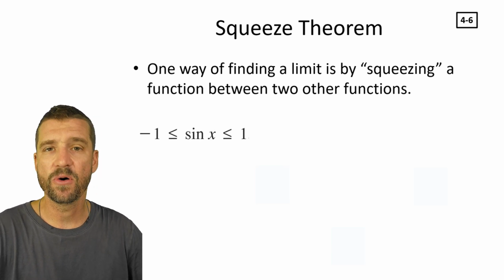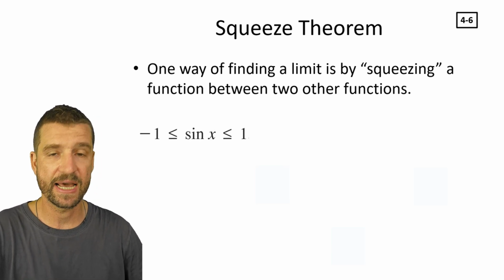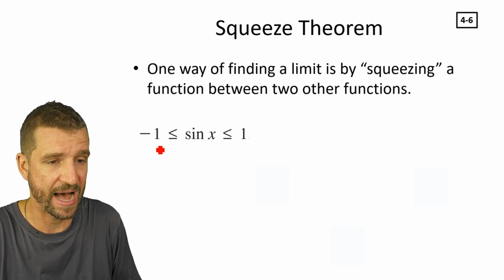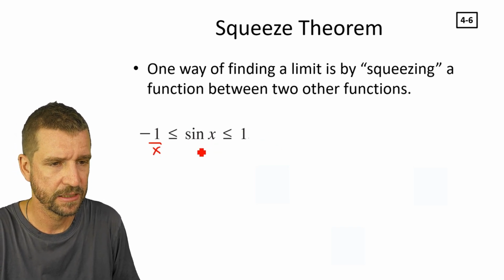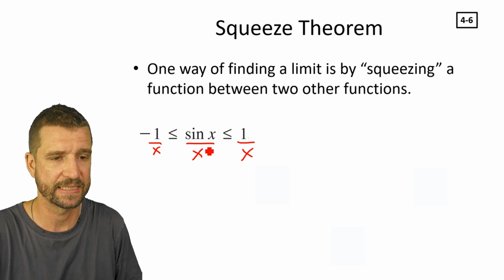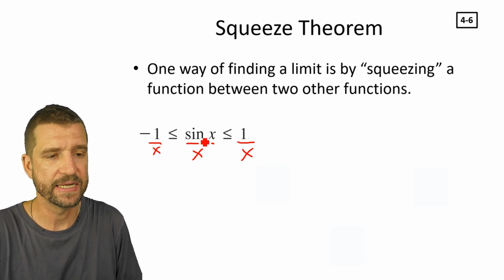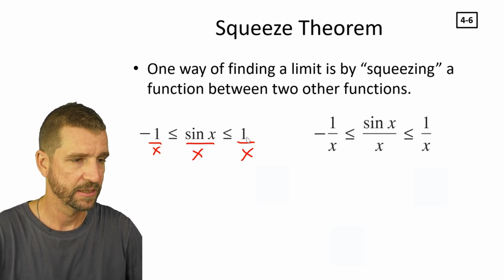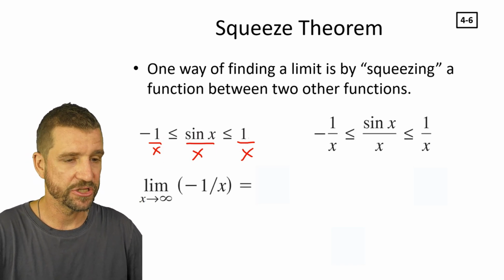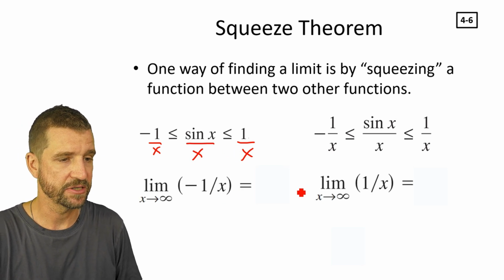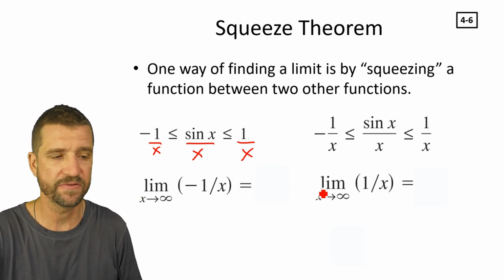First of all, we know sine of x is always between -1 and 1, right? Now what we can do is divide everything by x, right? This inequality will still hold true if we divide all of these by x. And now we've bounded sine x over x between -1 over x and 1 over x, all right? Now we're going to take the limit of both of these, okay? So go ahead and pause the video, do these.